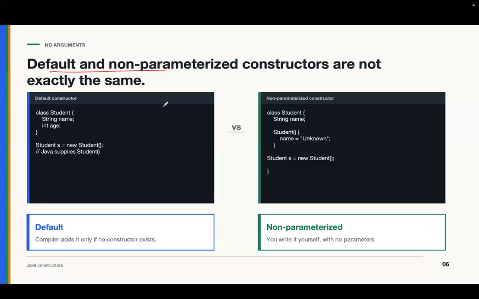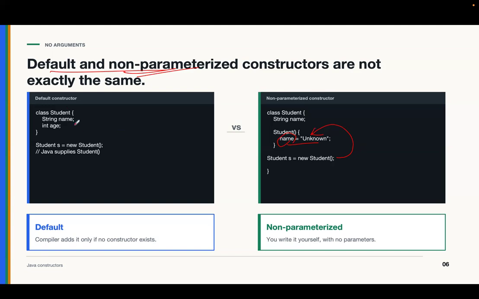Now this is an example of a non-parameterized constructor. We have already seen it, right? We are not passing any parameter. It's empty, Student empty is there. Name equal to unknown. Now, when you say Student s equal to new Student, it is calling the constructor of this class. We have already seen this example earlier. Whatever is there, unknown will be given to the string variable name. So this is nothing but a non-parameterized constructor.